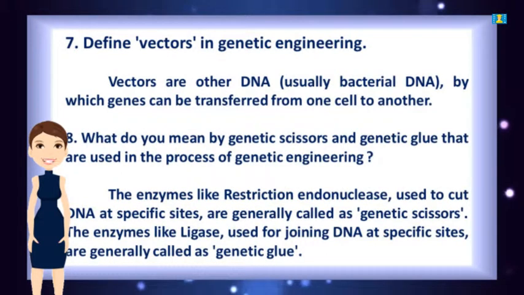Define vectors in genetic engineering. Vectors are other DNA, usually bacterial DNA, by which genes can be transferred from one cell to another. What do you mean by genetic scissors and genetic glue that are used in the process of genetic engineering? Answer is, the enzymes like restriction endonuclease used to cut DNA at specific sites are generally called genetic scissors. The enzymes like ligase used for joining DNA at specific sites are generally called genetic glue.